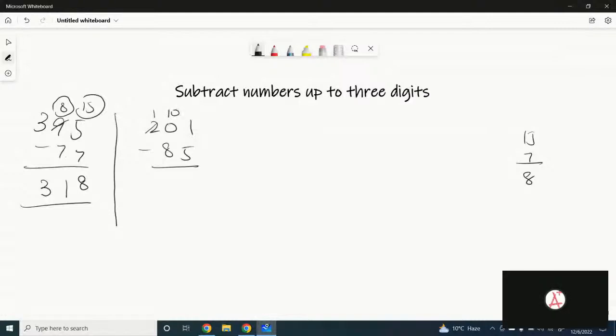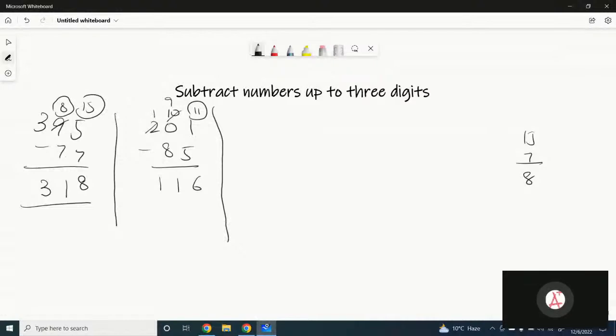It would be 10. But when you borrow 1 from here, it would be 9, and it makes 11 here. Got it? It would be 11 subtract 5 is 6. 9 subtract 8 is 1, and you have 1. It would be 116. Very good, Foma. It is 116. Got it, everyone?